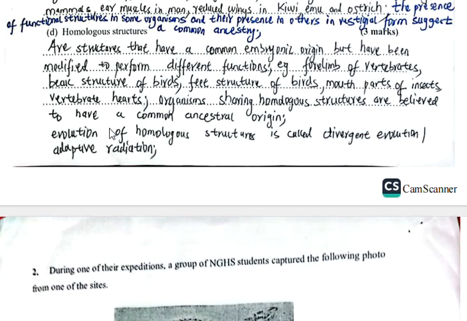Homologous structures, or structures that have a common embryonic origin but have been modified to perform different functions, e.g. forelimbs of vertebrates. We have beaks of birds, feet structures of birds, mouth parts of insects, vertebrate hearts, and organisms sharing homologous structures are believed to have a common ancestral origin. And the evolution of homologous structures is called divergent evolution or adaptive radiation.